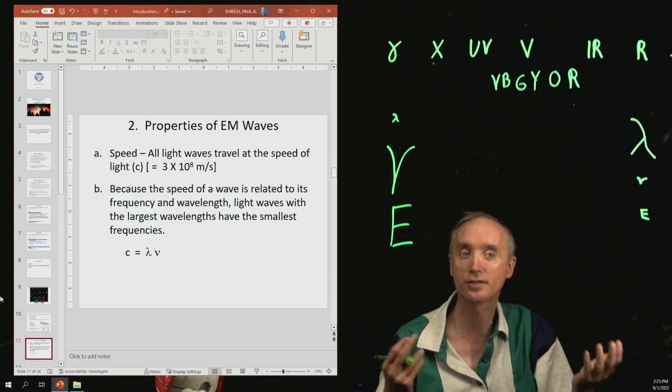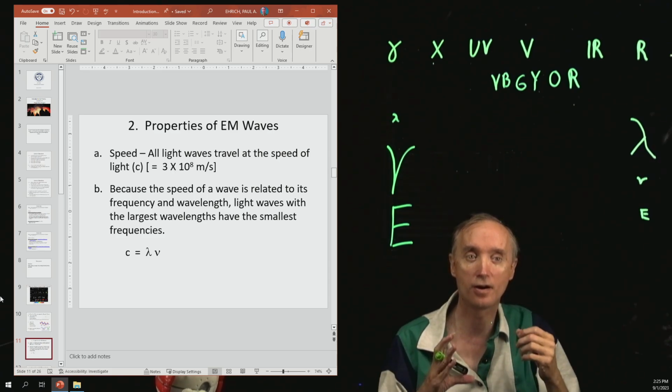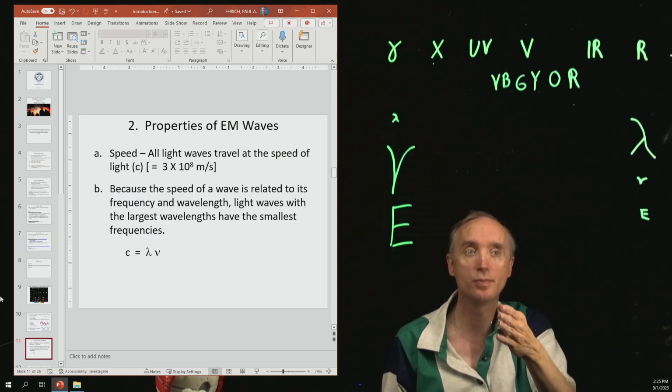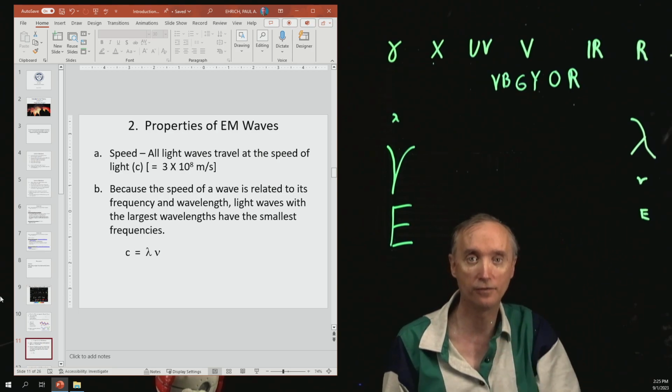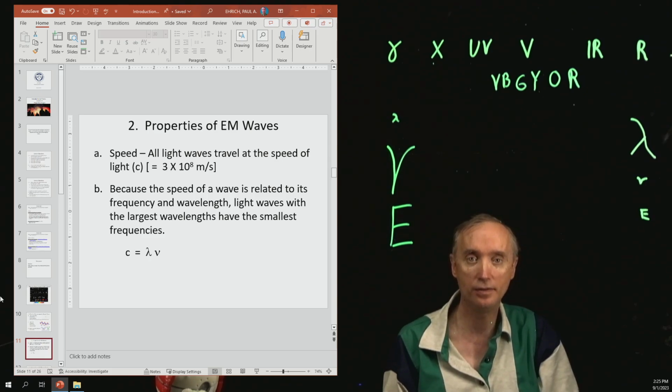Okay, so what's the correct answer? Samey same. All right, so they are the same. An X-ray is going to travel at the same speed as a radio wave, the speed of light. And how fast is the speed of light? It's going to be 3 times 10 to the 8th meters per second.